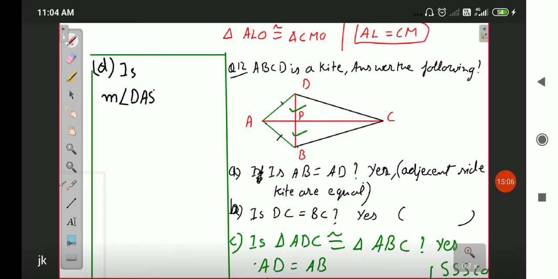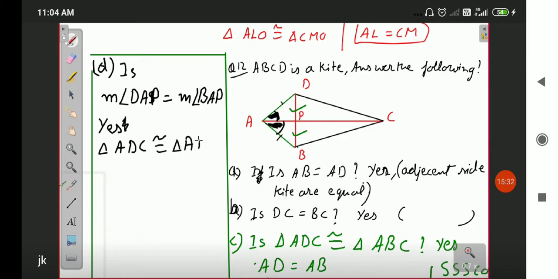Angle DAP is equal to angle BAP. We are asked whether angle DAP, this angle, and angle BAP, this angle, are both equal or not. Yes, they are equal. Why? Because triangles ADC and ABC are both congruent.